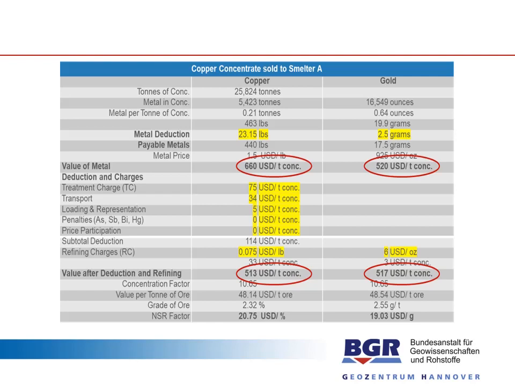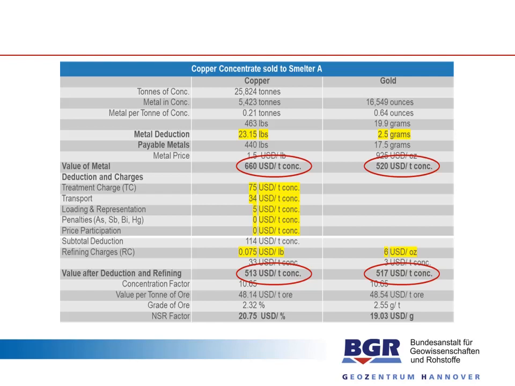The metal per ton is 21%, so 210 kilograms of copper per ton of concentrate. That are 463 pounds. During the smelting process, there are losses. These are deducted, and that is 23 pounds. So we have a payable metal for copper of 440 pounds, and we have a very low price in this case, but you can change as you like if you want to make your own calculation.